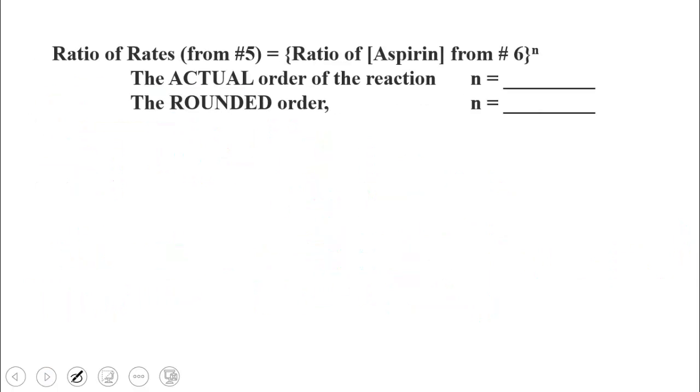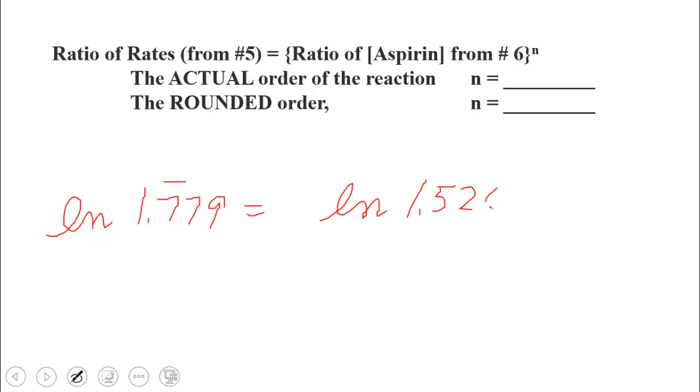Now we do want to actually get the n then. Because of that, I'm going to take the natural log of both sides. So the natural log of 1.779 is equal to the natural log of 1.5205 to the nth power.